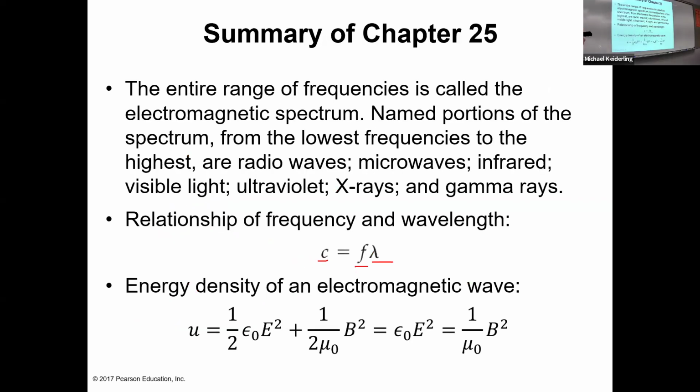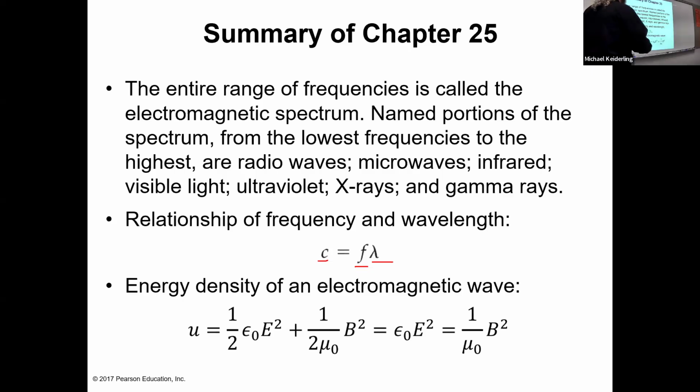The entire range of frequencies is called the electromagnetic spectrum. The named portions of the spectrum, from the lowest frequencies to the highest, are radio waves, microwaves, infrared, visible light, ultraviolet, X-rays, and gamma rays. The relationship between frequency and wavelength: the speed of light equals the frequency times the wavelength. It's actually the case for any wave. Their speed equals their frequency times their wavelength. But for electromagnetic waves, that's going to be the speed of light.